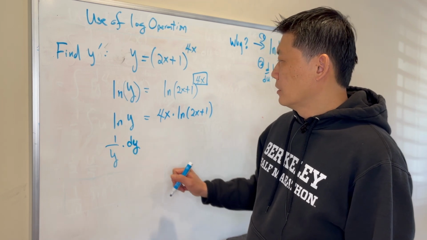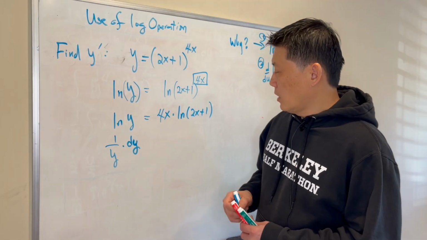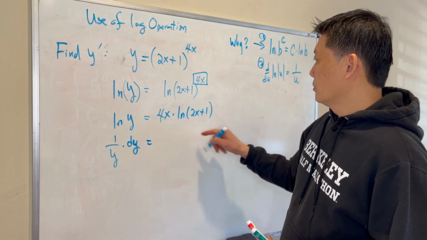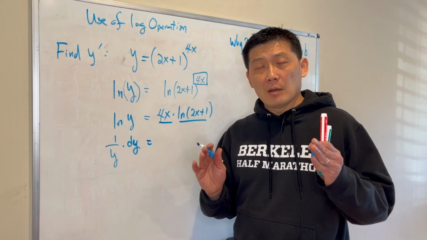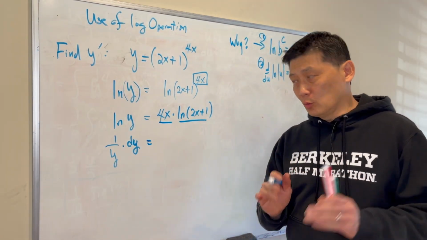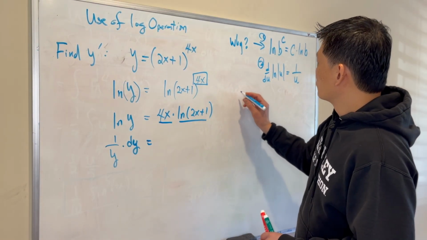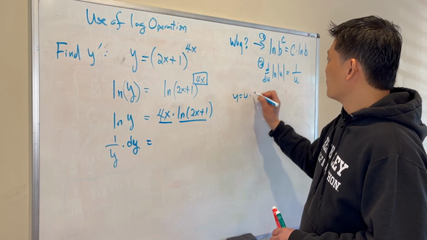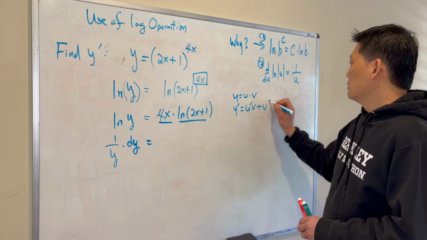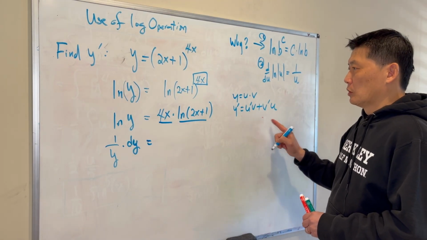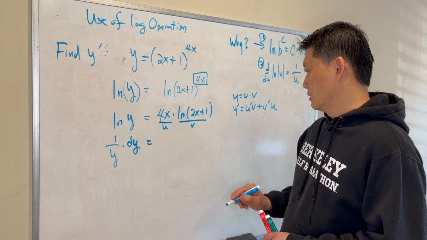because this is a differentiation operating on the variable y. In this case, we have this function times this function. This is a product, so we need to use the product rule. So remember, y equal to u times v, then y prime is u prime v plus v prime u. So this is u, and this is v, right?